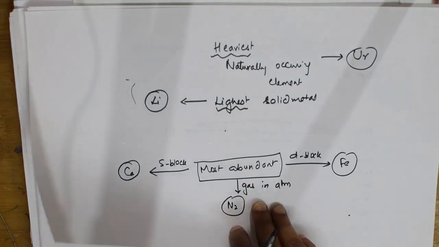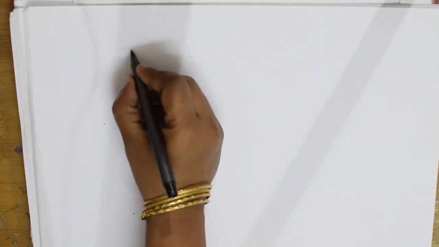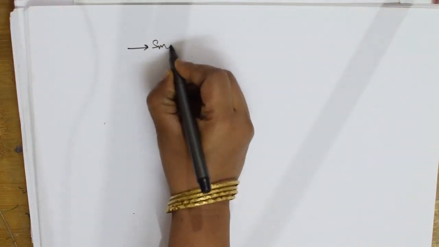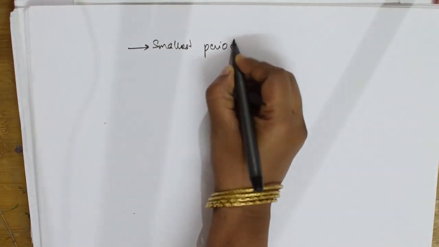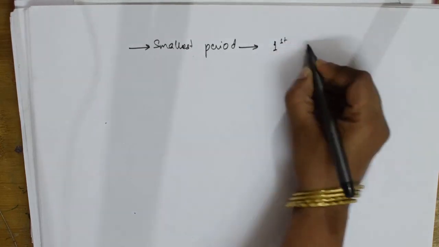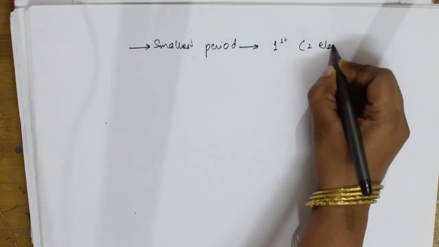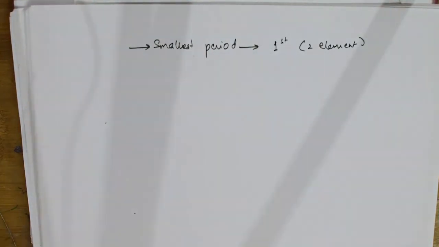Right students? Yes. Now let us speak something about the periodic table. In the periodic table, what is the smallest period? Let us write that. The smallest period, guess students. The smallest one would be the first period. How many elements does it have? It has only 2 elements. Correct? That is hydrogen on this side, helium on that side.